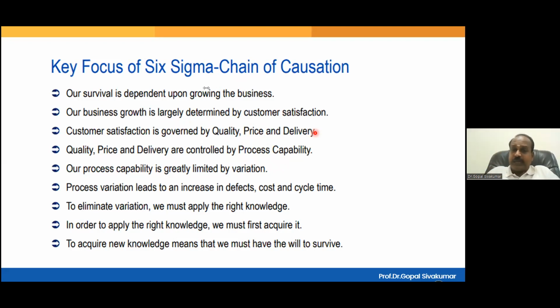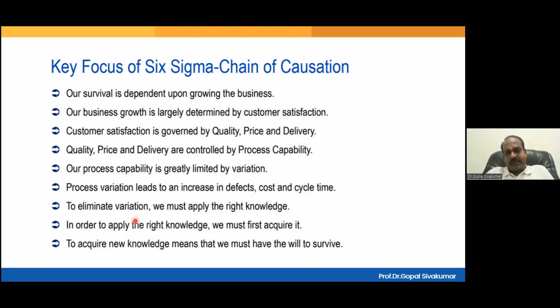So in order to study the variation, you have to be very systematic. In fact, you have to be scientific. You have to collect data to understand the quantum of variation. Process variation leads to an increase in defects, cost, and cycle time. If you don't monitor, control, and reduce the variation, you will obviously have problems in terms of quality, cost, as well as timeline.